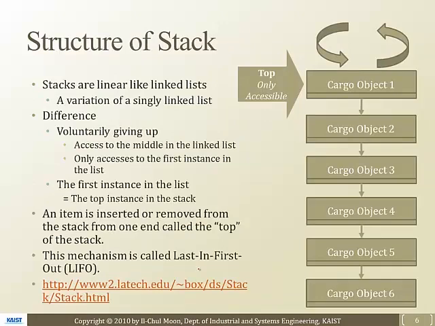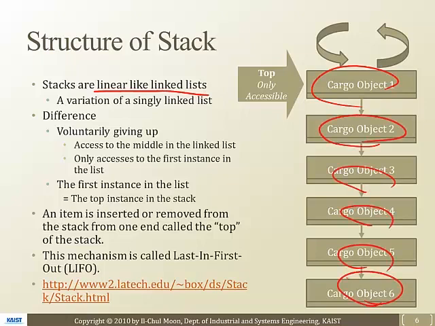So how is it structured, right? Now you see the familiar diagram. So how about linear linked list structures? Cargo object 1, cargo object 2, 3, 4, 5, 6 are stored like this. It's just a variation of a singly linked list. If we don't have the head or tail, at this moment I just didn't draw it. We can always put the head and tail, like the head here and tail here. The difference is voluntarily giving up the access to the middle in the linked list. So we are just giving up the access to the middle, right?